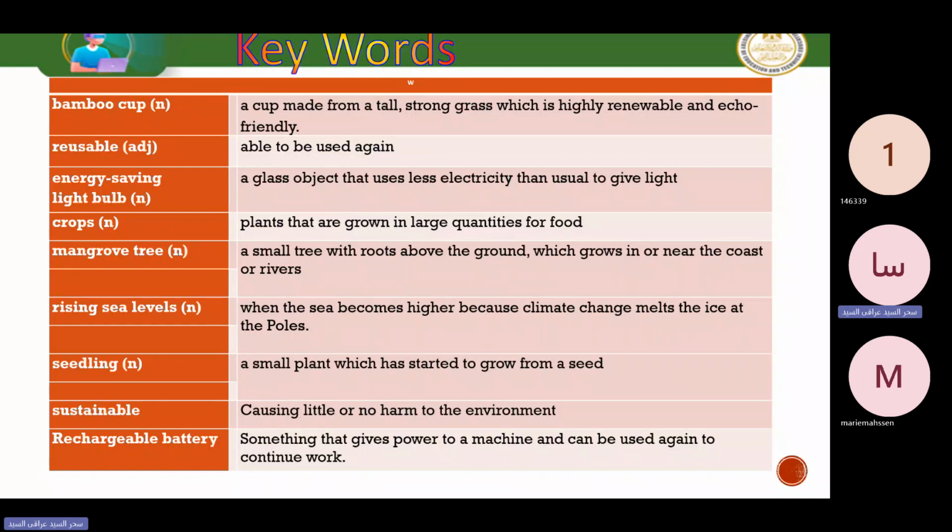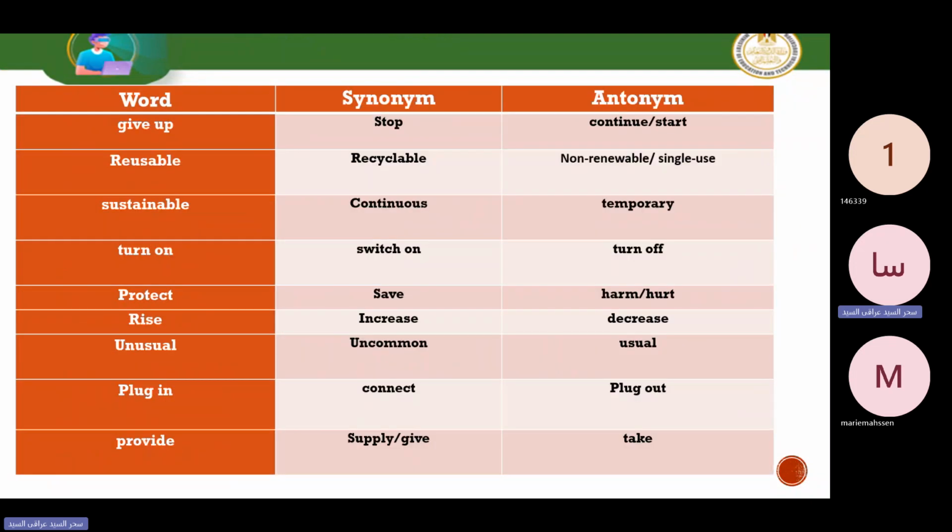Now, let's move to another point. Some synonyms and antonyms. Give up means stop, and the antonym is continue, restart. Reusable means recyclable, and the antonym is non-renewable or single-use. Sustainable means continuous, and the antonym, of course, is temporary. Turn on means switch on, and the antonym is turn off. Protect means to save something, and the antonym is harm or hurt.